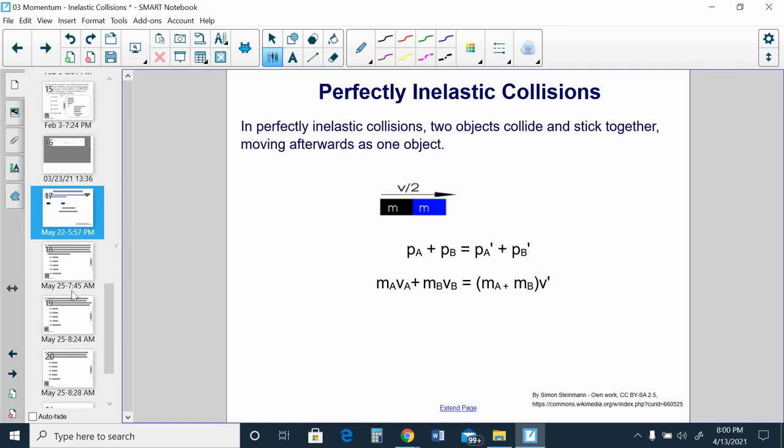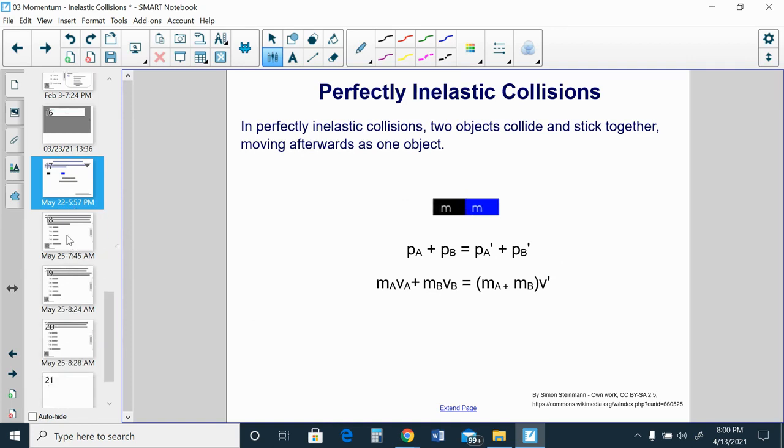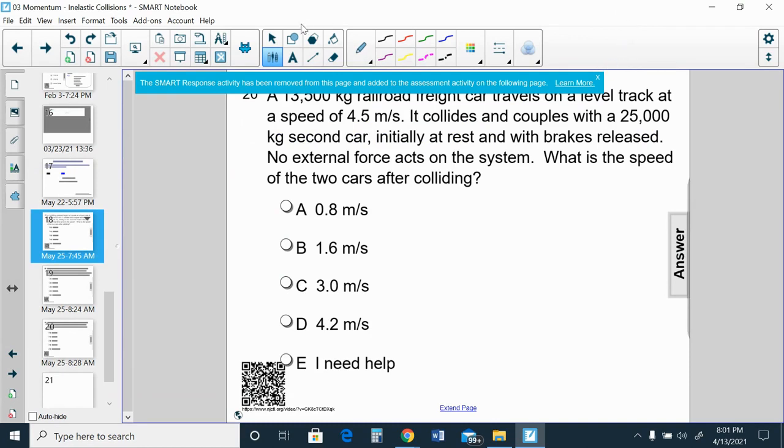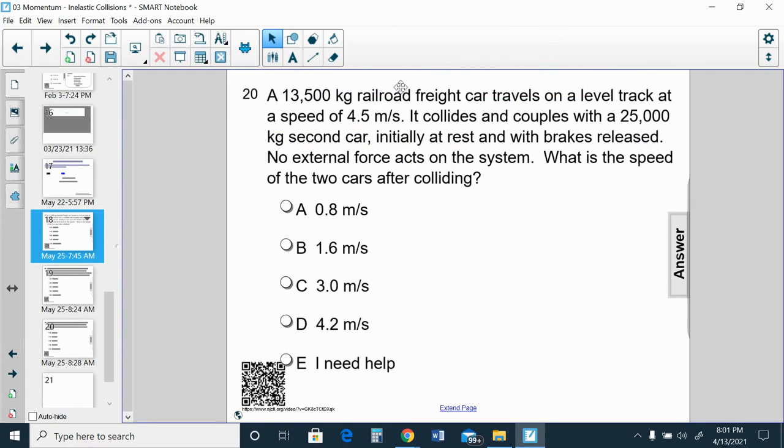So let's try out a few practice problems to wrap up here. A 13,500 kilogram railroad freight car travels on a level track at a speed of 4.5 meters per second. It collides and couples, or attaches, with a 25,000 kilogram second car, initially at rest and with brakes released. No external force acts on the system. That means we're assuming a constant velocity here, so no acceleration. What is the speed of the two cars after colliding?